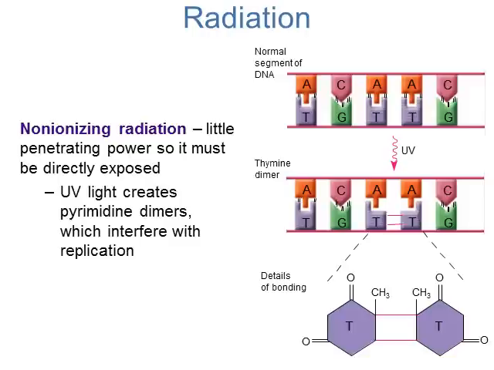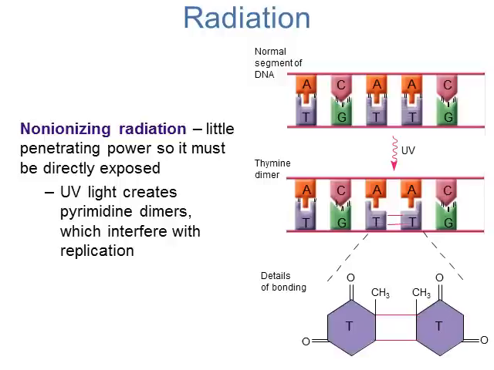The other type of radiation is non-ionizing radiation. This has little penetrating power, so it's not as strong, and you have to directly expose your microorganism to this radiation. An example of non-ionizing radiation is UV light, and this creates pyrimidine dimers. If you have two thymines next to each other in your DNA, it causes those two thymines to bond with each other and not to the adenine across from them. And then if you have two thymines bonded together in your DNA, it interferes with DNA replication.